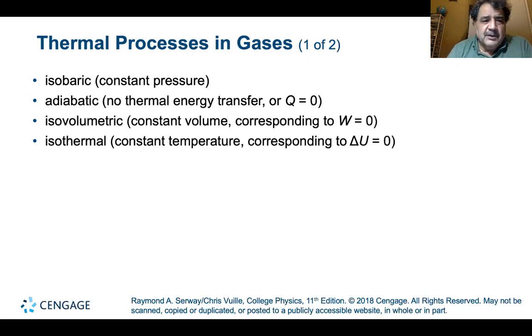If Q equals 0, isovolumetric, the constant volume means that there is no change in the volume. So the work equals 0, so it's all Q. And isothermal, the constant temperature, so that corresponds to delta U equals 0. In other words, there's no change in internal energy if the temperature is constant.